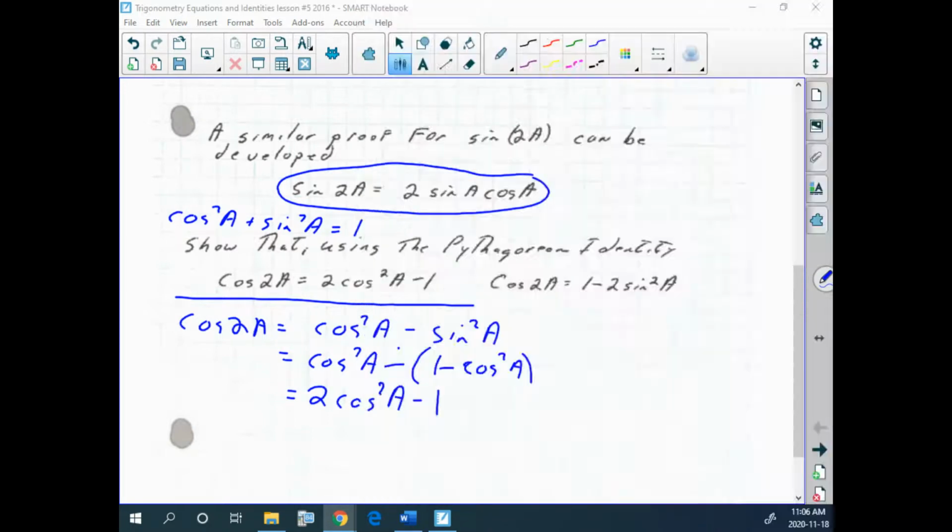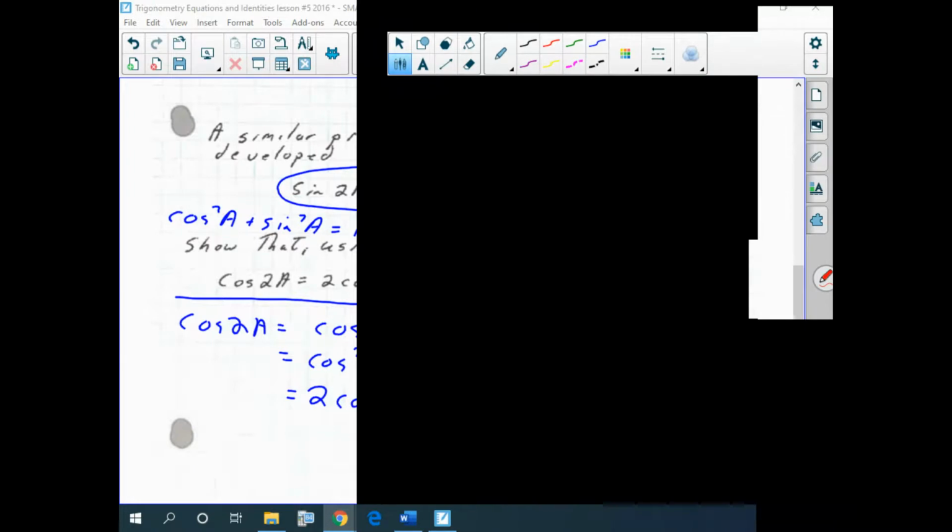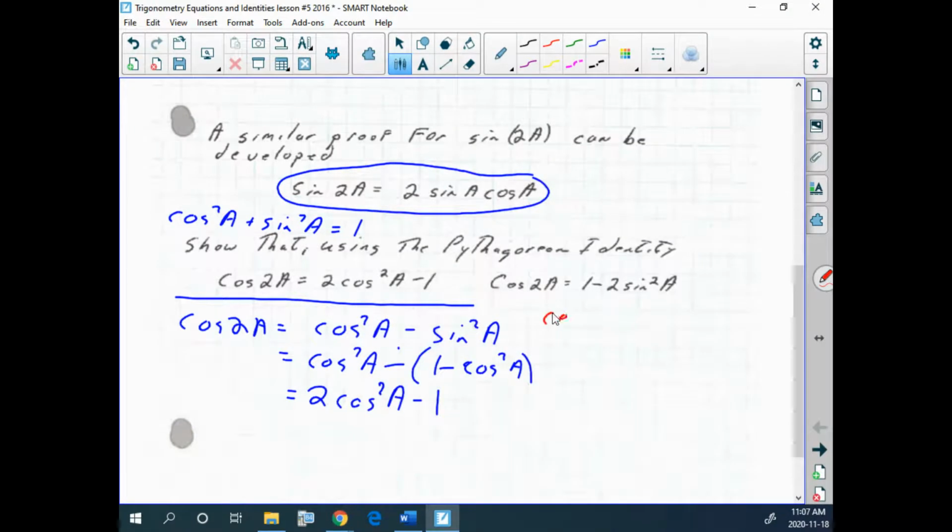So, again, proved correctly, and then here we would do the same thing. We would start with our... okay. So here I'm going to solve and replace cos squared A with 1 minus sine squared A.